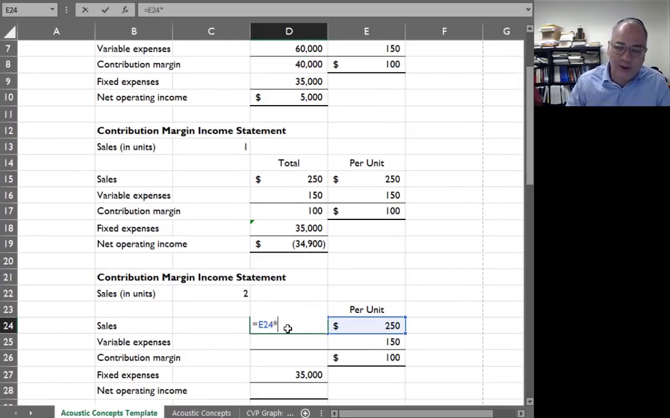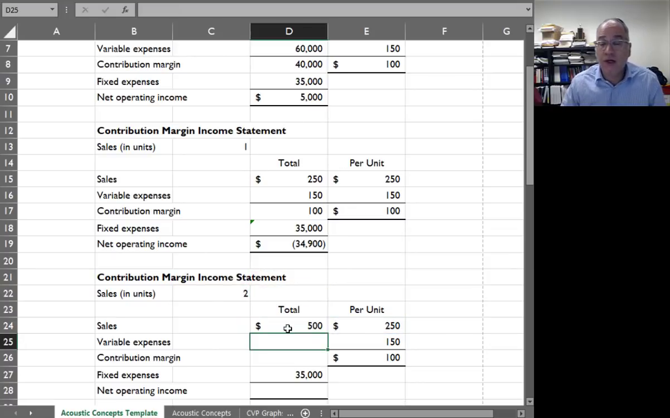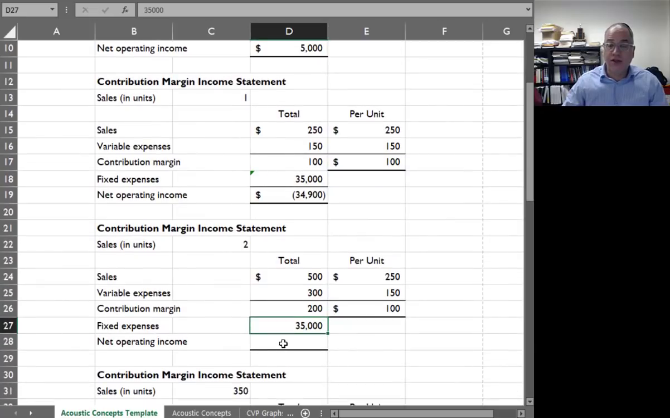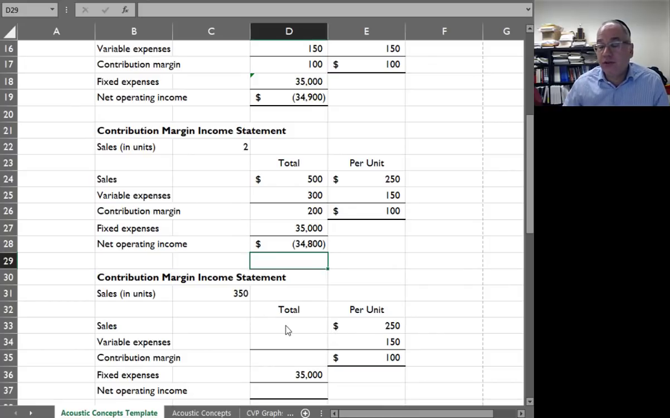But let's suppose now you sell another unit. So you sell 2 units. That'd be $250 times 2. Your sales would be $500. Your variable expenses would be $300, and your contribution margin would be a whopping $200. Your fixed costs are still $35,000. Therefore, your net operating income would be negative $34,800. And little by little, each item you sell is going to create another $100 in contribution margin, therefore covering a little more of your fixed expenses, until eventually one day, a long time from now, you're going to have positive net operating income.